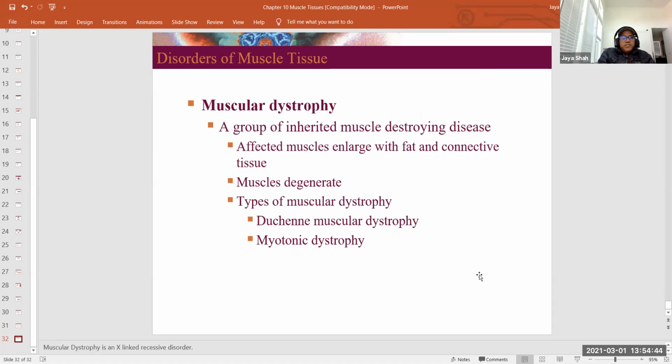This is the disease of the muscular system. I'm going to talk a little bit. This is interesting. So let me draw it.